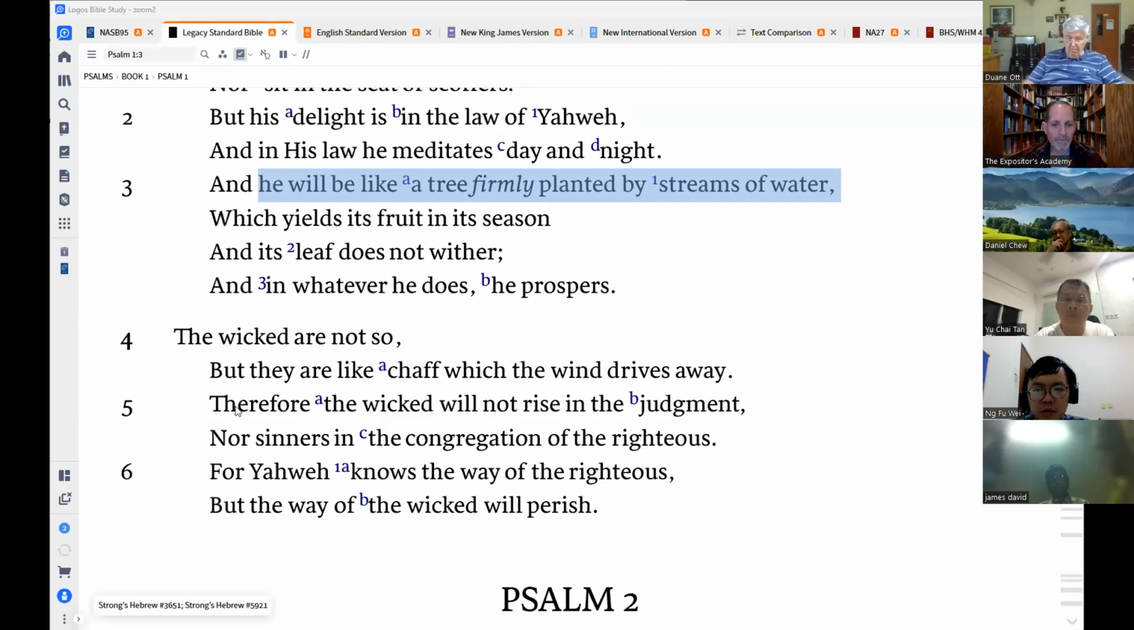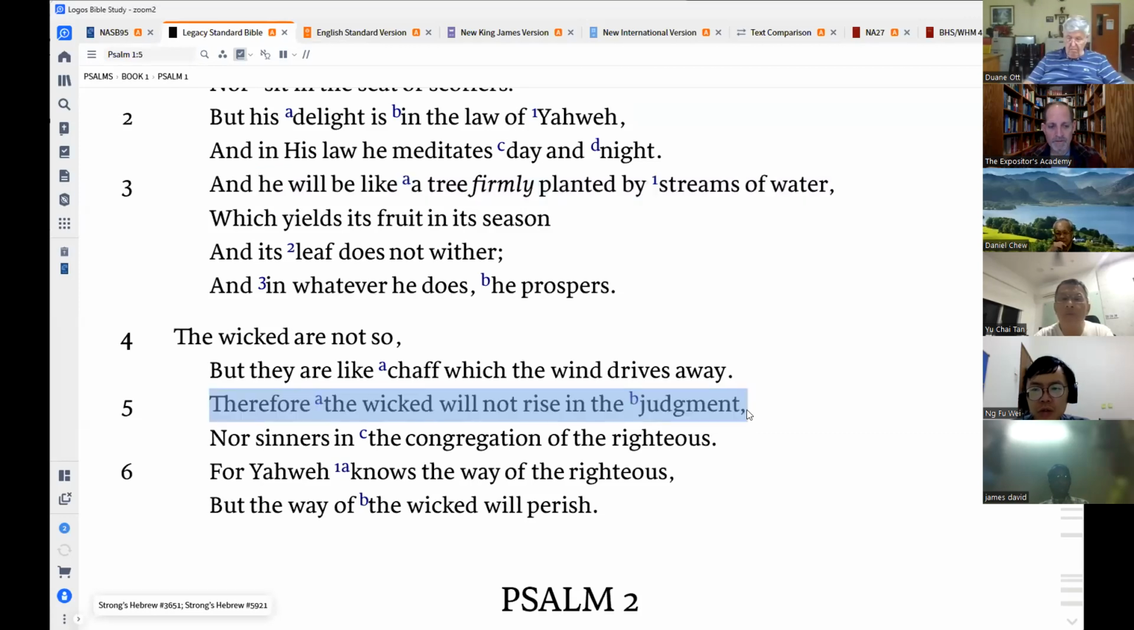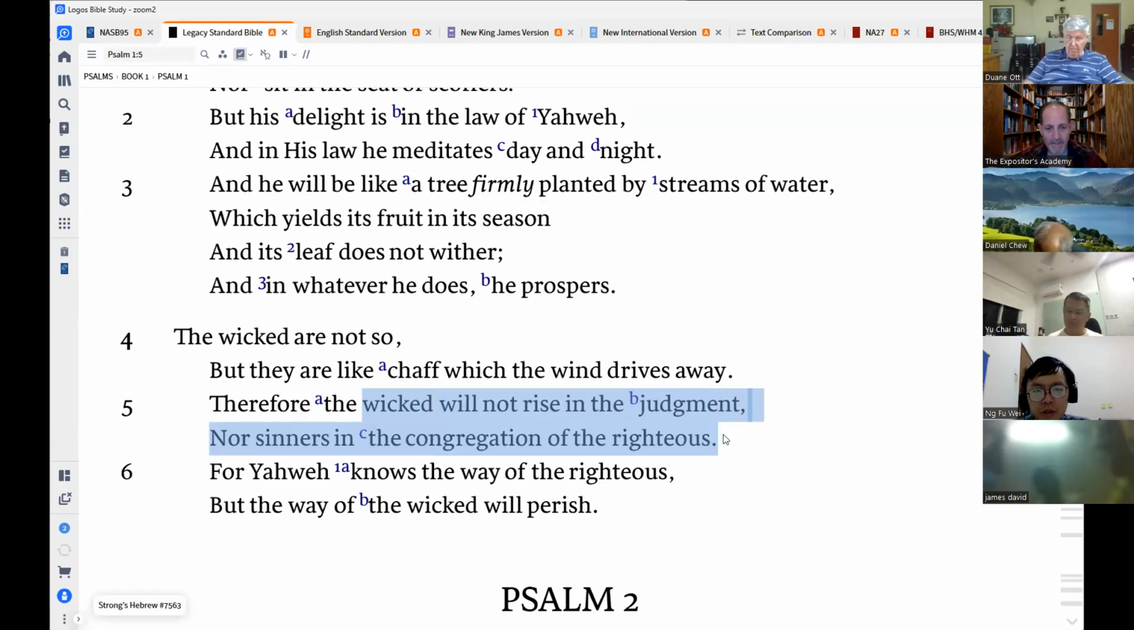Well, notice torment, and he does talk about it here. Where does he continue to go? The wicked will not rise in the judgment. There's a pun there, right? The chaff is thrown up in the air, but the wicked will not rise in the judgment, nor sinners in the congregation of the righteous. The way of the wicked will perish.